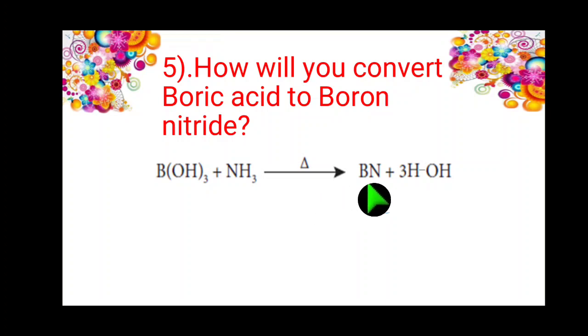Actually, what will happen? The 3 hydrogen from ammonia take the 3 OH, so 3 moles of water will form. The nitrogen is bonded with the boron, right? Boron oxidation state plus 3, nitrogen minus 3. So boron nitride will form.